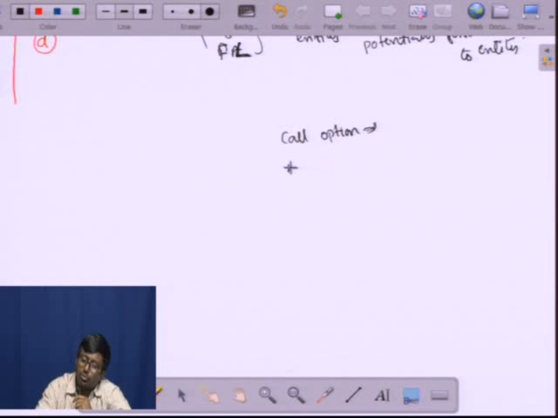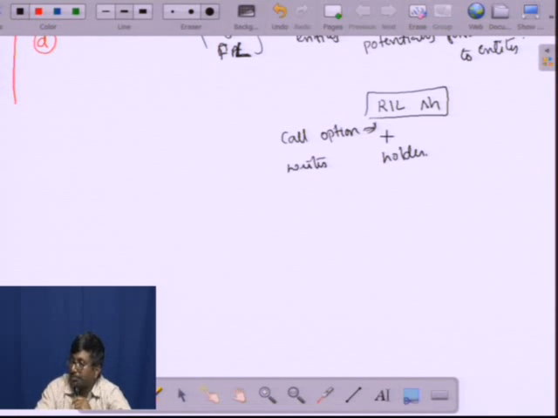What are the parties you call? Writer. Do you know? Holder. Very good. Say a call option of one company, a Reliance company share. Let's take it like that. In this contract, this is a contract or not? Obviously a contract. Let's say there will be some exercise price. Let's say the exercise price is equal to 100 rupees.